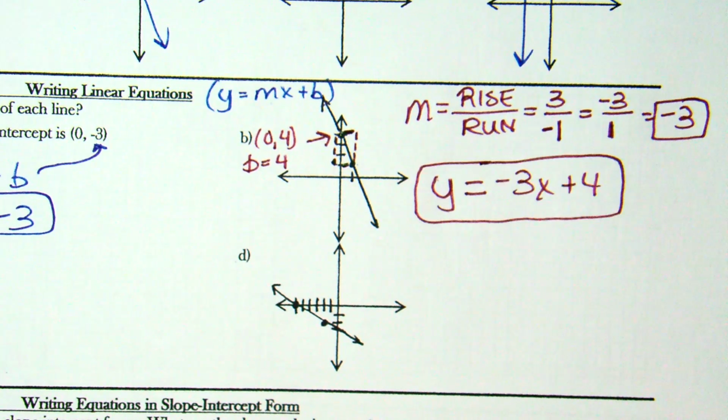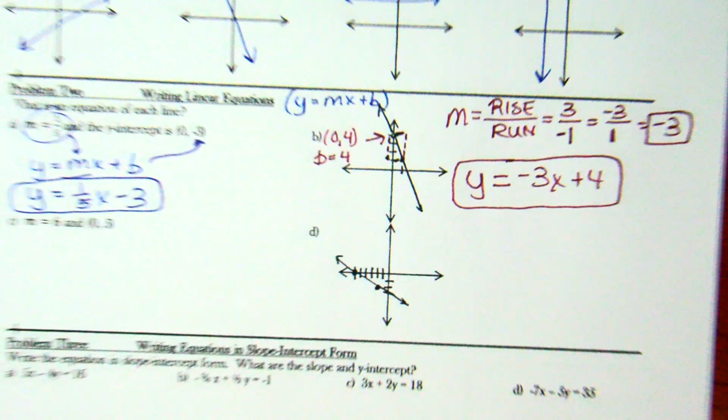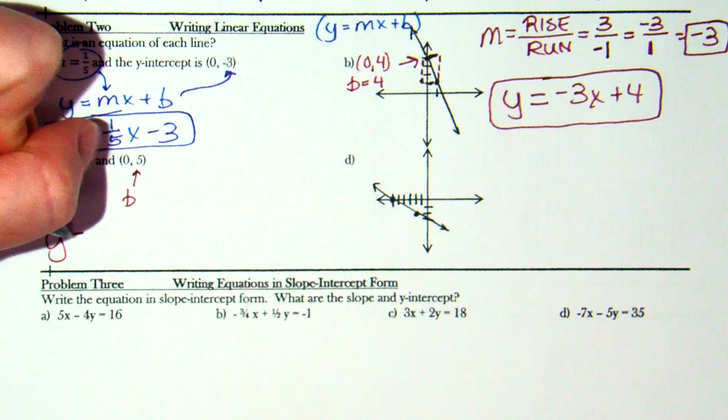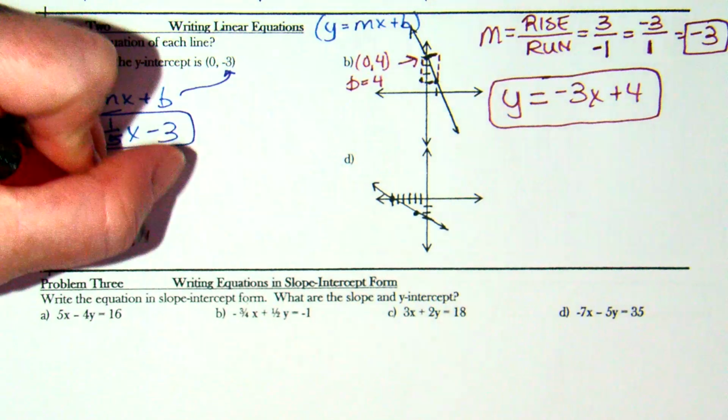Okay. Try C. We're told M is 6, so we got that. What's B? 5. So when I write y equals mx plus b, I'm writing y equals 6x plus 5. Yep.